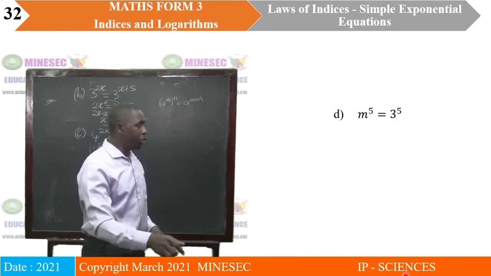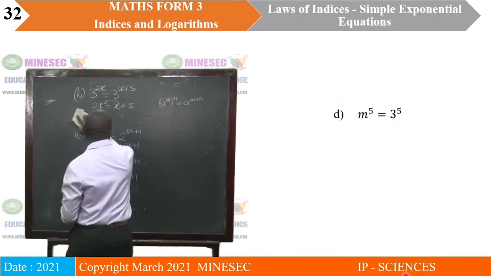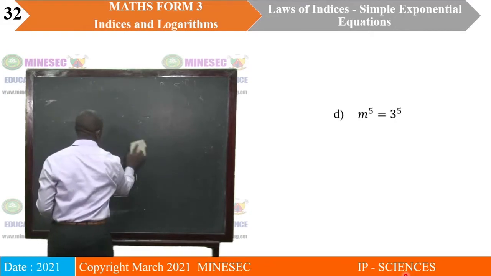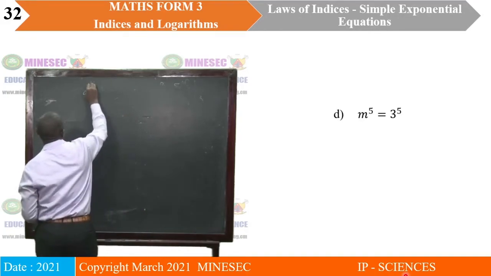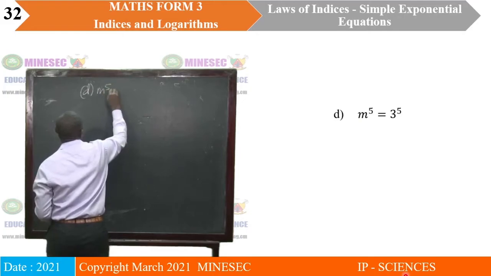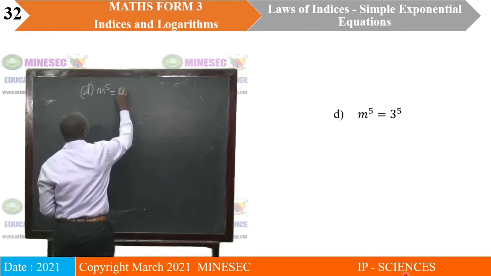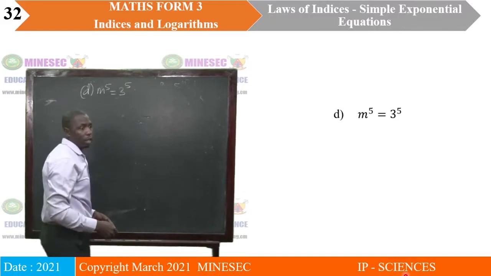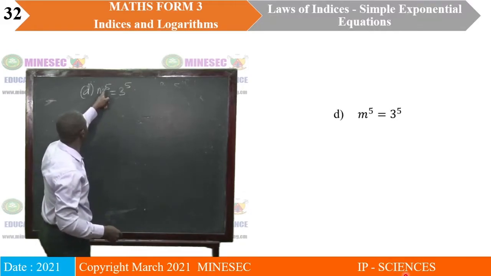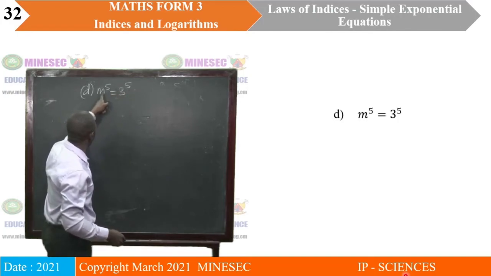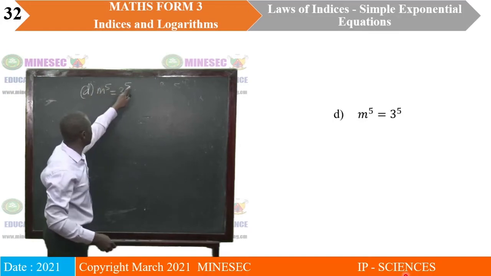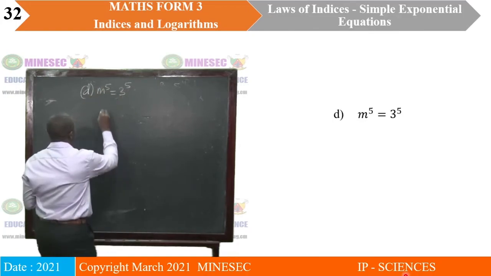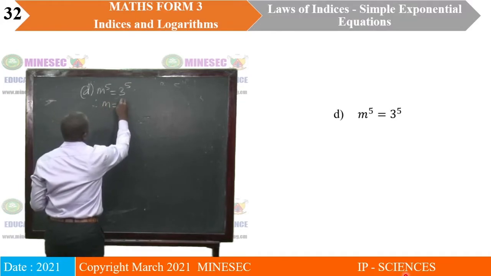We have question D. Question D was given as M raised to the power 5, all of that equal to 3 raised to the power 5. In this case, the powers are equal and the bases are given differently. So since this expression, M to the power 5, is equal to 3 to the power 5, and their powers are equal, automatically the bases will be equal. Therefore, M will be equal to 3.